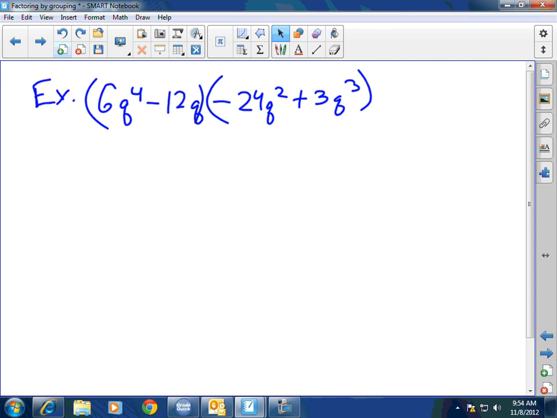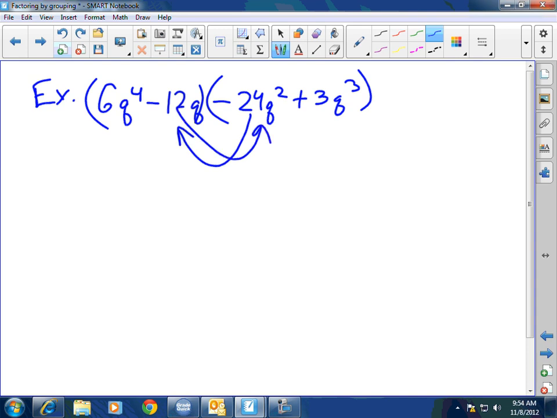So this goes back to what Danny was saying. Most of the time you can rewrite everything in standard form, but easier and quicker than that, whenever you see that it doesn't work in the way that it's given to you, switch this guy for that guy. So let's rewrite this by switching just the middle terms. 6q to the 4th minus 24q squared minus 12q plus 3q cubed.